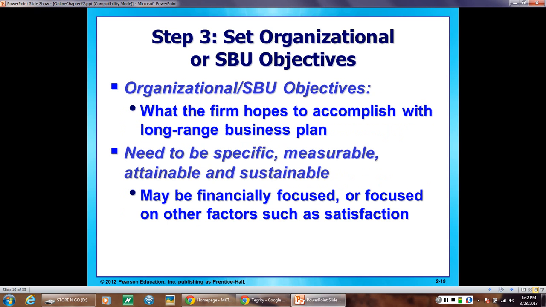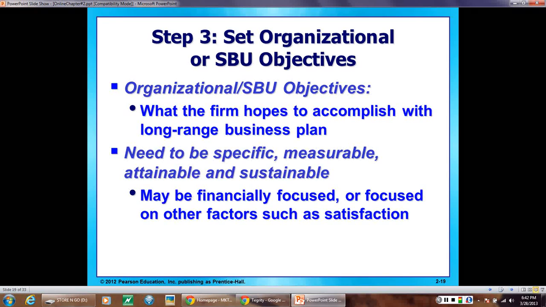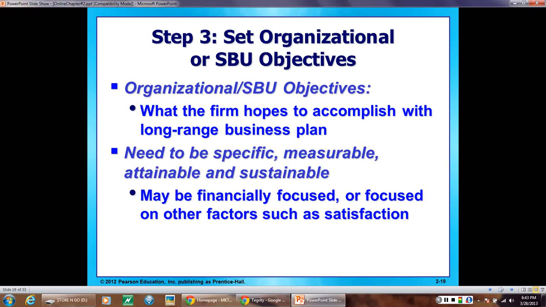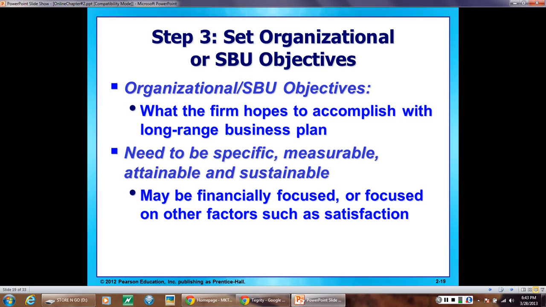Okay, once you do a SWOT analysis, you look at those organizational objectives or whatever level you're doing this at. Now, objectives need to be specific, measurable, attainable, and sustainable. And if they're not, then they're not a very good objective. When you look at writing a career objective, keep these pieces in mind. Should be specific, should be somewhat measurable, should be attainable. Now, whether or not a career objective can be sustainable, that's up to you.